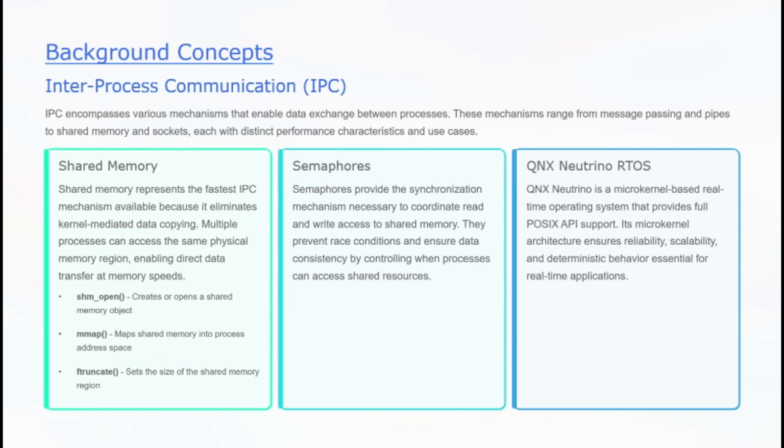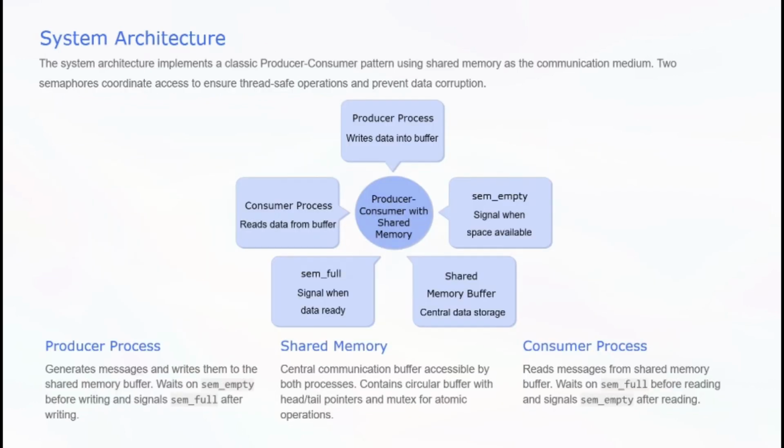QNX Neutrino is a real-time operating system with a microkernel-based architecture, and it provides full POSIX API support. Because of its microkernel architecture, it is highly reliable and highly scalable, and it can be quite helpful in real-time applications. My friend Sandeep will continue with the further slides.